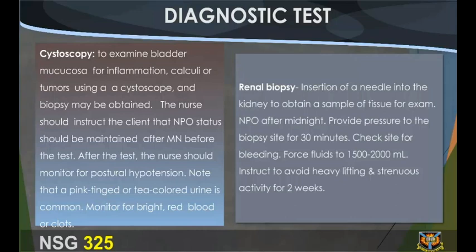Renal biopsy. Insertion of a needle into the kidney to obtain a sample of tissue for exam. NPO after midnight. Provide pressure to the biopsy site for 30 minutes. Check site for bleeding. Force fluids to 1500 to 2000 mL. Instruct to avoid heavy lifting and strenuous activity for 2 weeks.